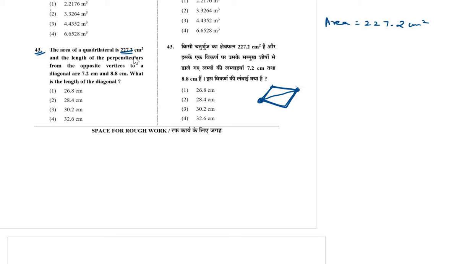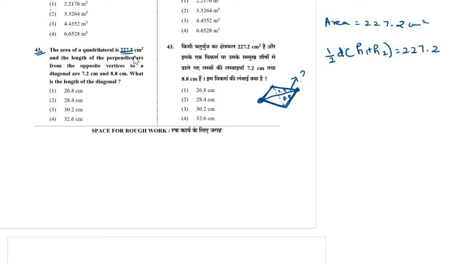So here the heights h1 and h2 are given. This height is 7.2. This height is 8.8. So area is also given. We have to find this diagonal. So can you remember the formula? Half into d into (h1 plus h2). That is the area of the quadrilateral.